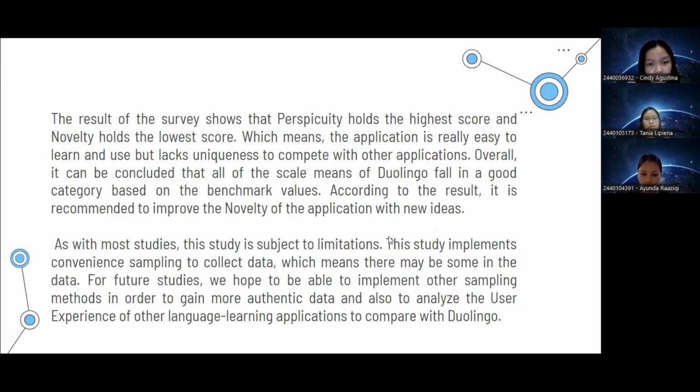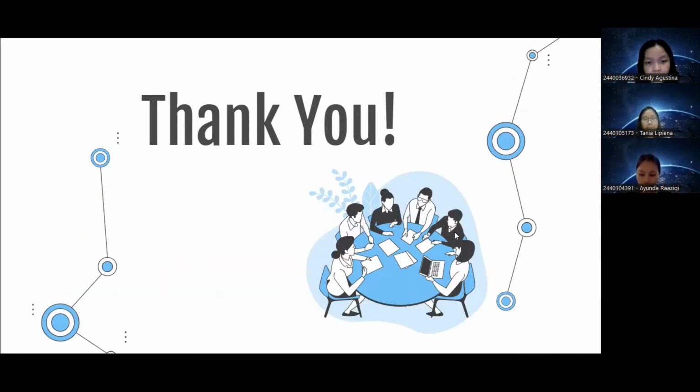Like most studies, this study has limitations. The study implements convenience sampling to collect data, which means there may be bias in the data. For future studies, we hope to be able to implement other sampling methods and gain more authentic data, and also analyze the user experience of other language learning applications to compare with Duolingo. That's all for our presentation, and thank you.